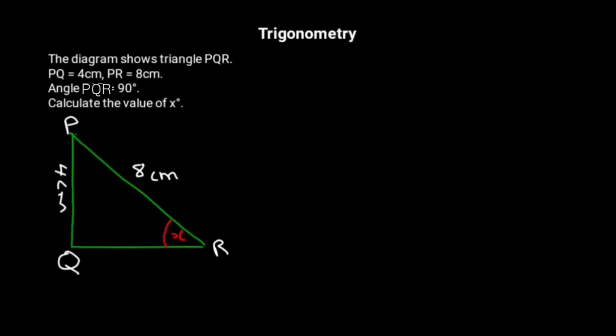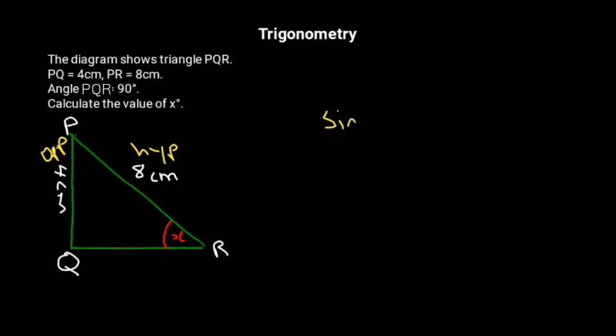Moving on to our question: the diagram shows triangle PQR. PQ is equal to 4 centimeters, PR is equal to 8 centimeters, and angle PQR is equal to 90 degrees. Calculate the value of x degrees. Assessing our triangle, we have x at R, so our 4 centimeters length would be the opposite, and 8 centimeters would be the hypotenuse since it's the longest length. Looking at this, we know we'll have to use the sine formula because we have an opposite and a hypotenuse.